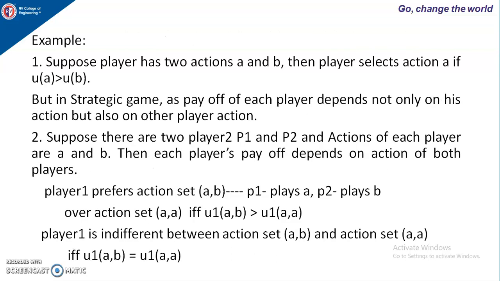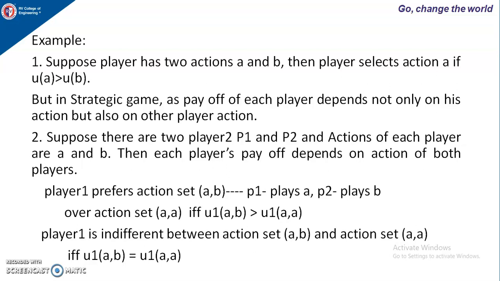For example, suppose player 1 has two actions A and B, then player 1 selects action A if the payoff from playing A gives him more payoff than playing B. But in a strategic game, the payoff of each player depends not only on his action but also on the other player's action. Suppose there are two players P1 and P2 and the actions of each player are A and B. Then each player's payoff depends on the actions of both players.